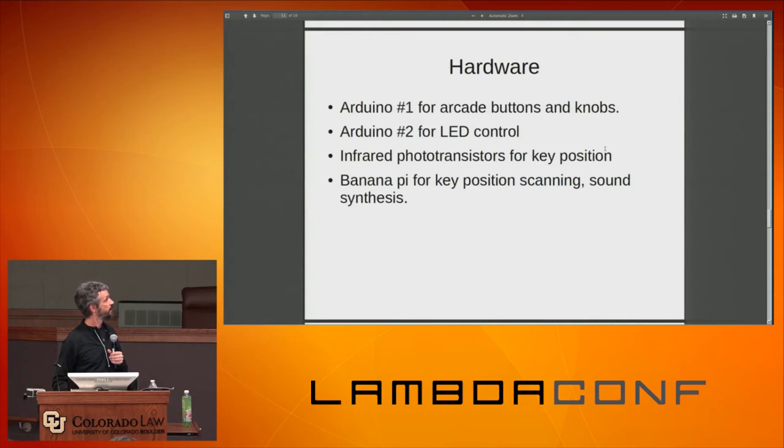So hardware, we had a couple of Arduinos for the knobs and buttons on the top, and for controlling the LEDs, because they have to be real time to send messages to the LED chips, and the phototransistors for key position, and then the Banana Pi. Switch to the Banana Pi, which has a little bit more horsepower, especially for building GHC and stuff like that.